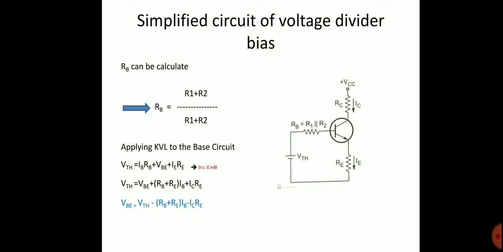So these conditions are satisfied in the emitter current. Finally, we calculate the base-emitter voltage, which is equal to the Thevenin voltage VTH minus the base resistance plus emitter resistance into base current, minus collector current into emitter resistance. This is the simplified circuit of voltage divider bias to analyze the BJT configurations. Thank you for watching this video.